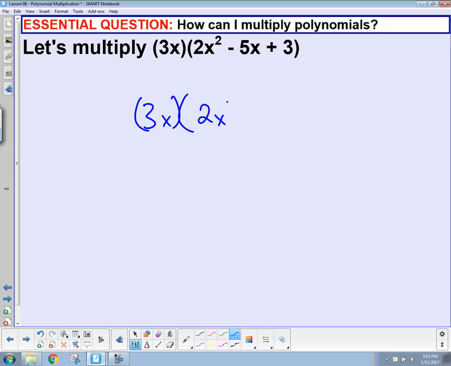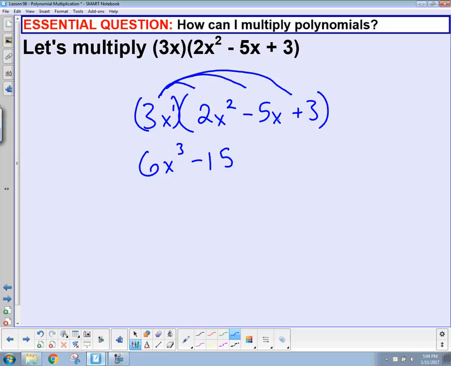I'm going to show you two methods real quick, and you're going to pick the best one that you want to use. First, I'm going to do double rainbow, okay? Or actually triple rainbow. Talk to yourself. Do the numbers. 3 times 2 is 6. It's understood there's a 1 there. You have to add exponents when you're multiplying. So x cubed. The next one, 3 times negative 5 is negative 15.